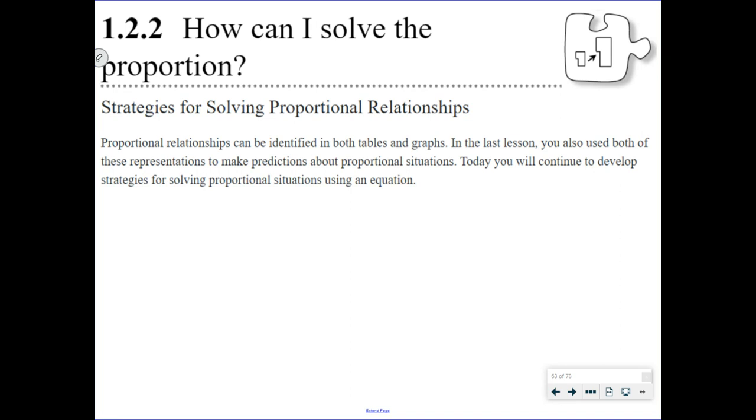Proportional relationships can be identified in both tables and graphs. In the last lesson, you also used both of these representations to make predictions about proportional situations. Today, you will continue to develop strategies for solving proportional situations using an equation.